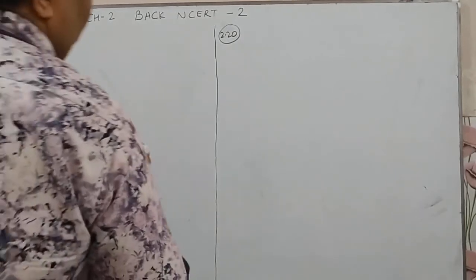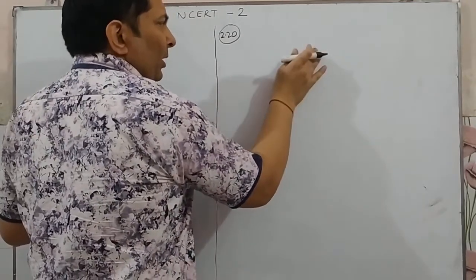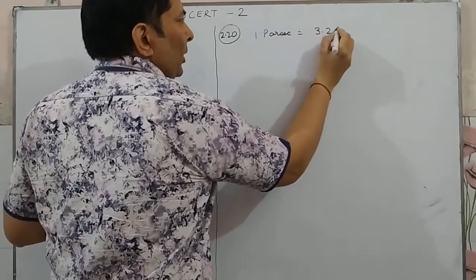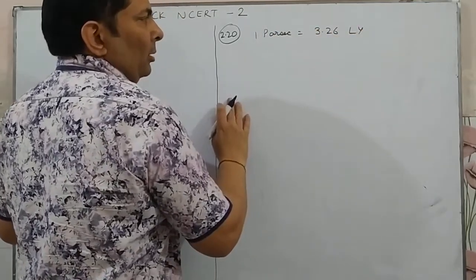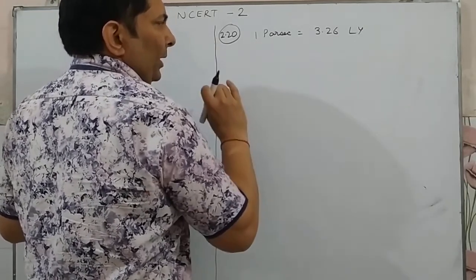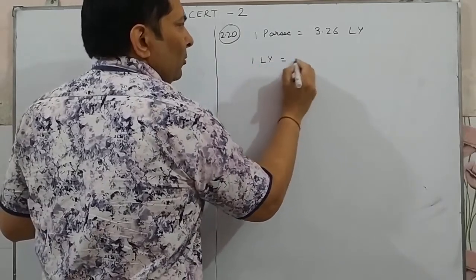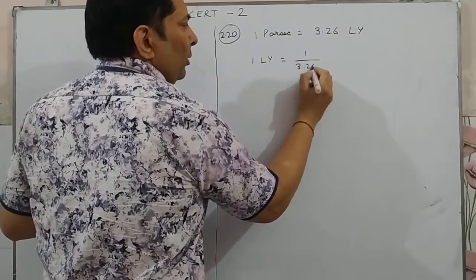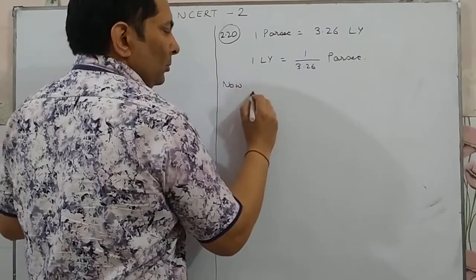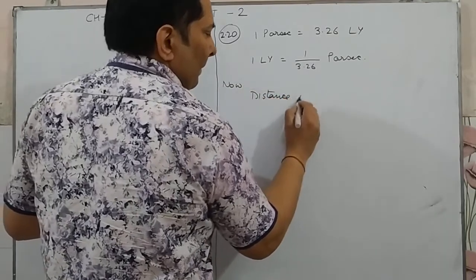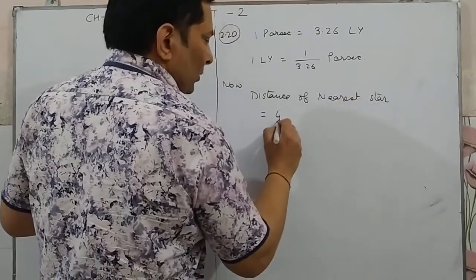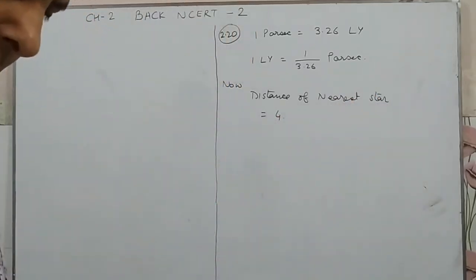Now we have studied that the relation between light year and parsec is that 1 parsec is equal to 3.26 light years. In this case we have the answer in light years. So we can say 1 light year is equal to 1 upon 3.26 parsec. Now the distance of the nearest star is 4.29 light years.